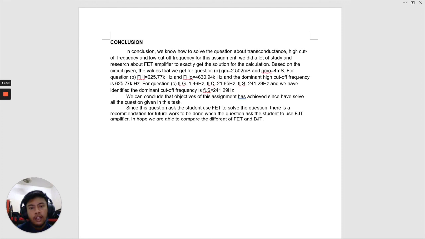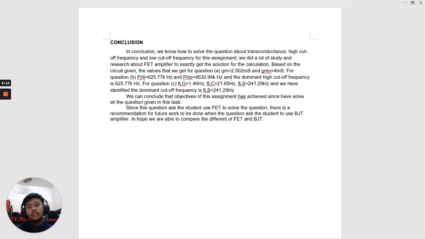1.46 hertz, for fLC 21.65 hertz, and for fLS 241.29 hertz. And we have identified the dominant cutoff frequency is fLS, which is 241.21 hertz, which is also the low frequency response. And then we can conclude that the objectives for this assignment have been achieved since we have solved all of the questions given in this task.